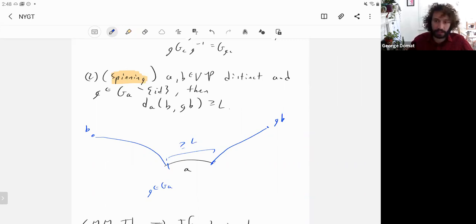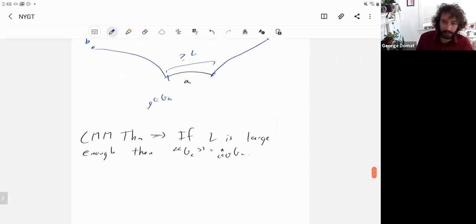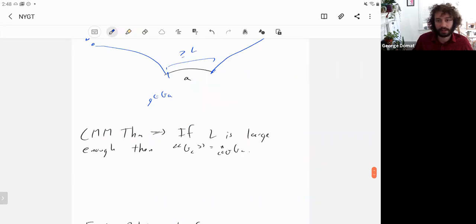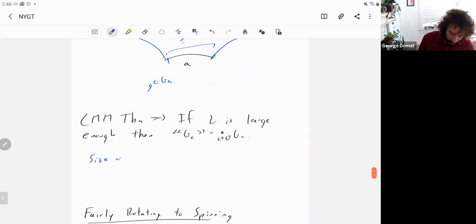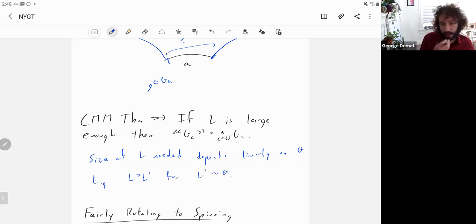Okay, any questions about this definition? Great, so now what is the CMM theorem? It's that if you satisfy this definition and if your L is big enough, then you get this free product structure. Something I should note is that the size of the L needed depends only on the projection complex that you act on. It depends linearly on the projection constant theta. E.g., we need L to be bigger than some L prime, for L prime growing linearly in theta.